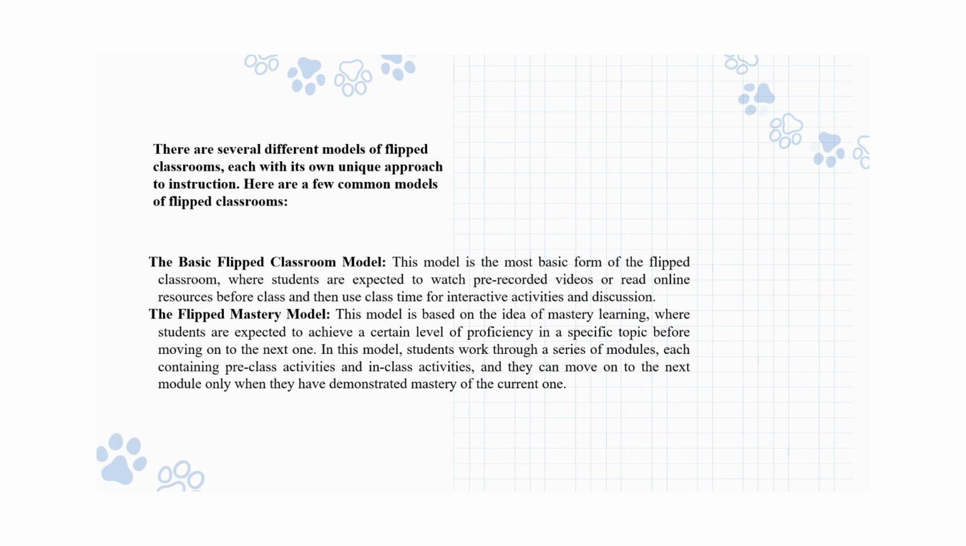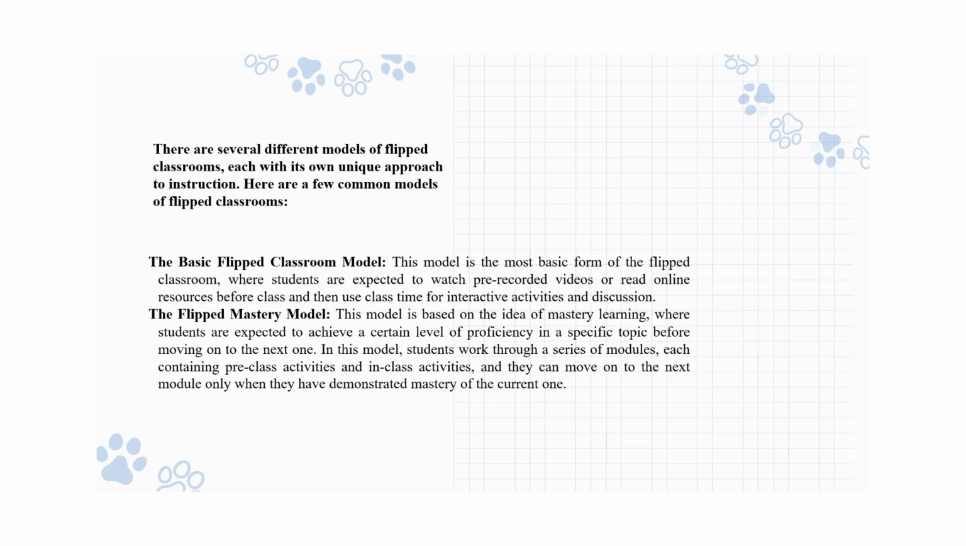There are several different models of flipped classrooms, each with its own unique approach to instruction. Here are a few common models of flipped classrooms. The basic flipped classroom model. This model is the most basic form of the flipped classroom, where students are expected to watch pre-recorded videos or read online resources before class and then use class time for interactive activities and discussion.